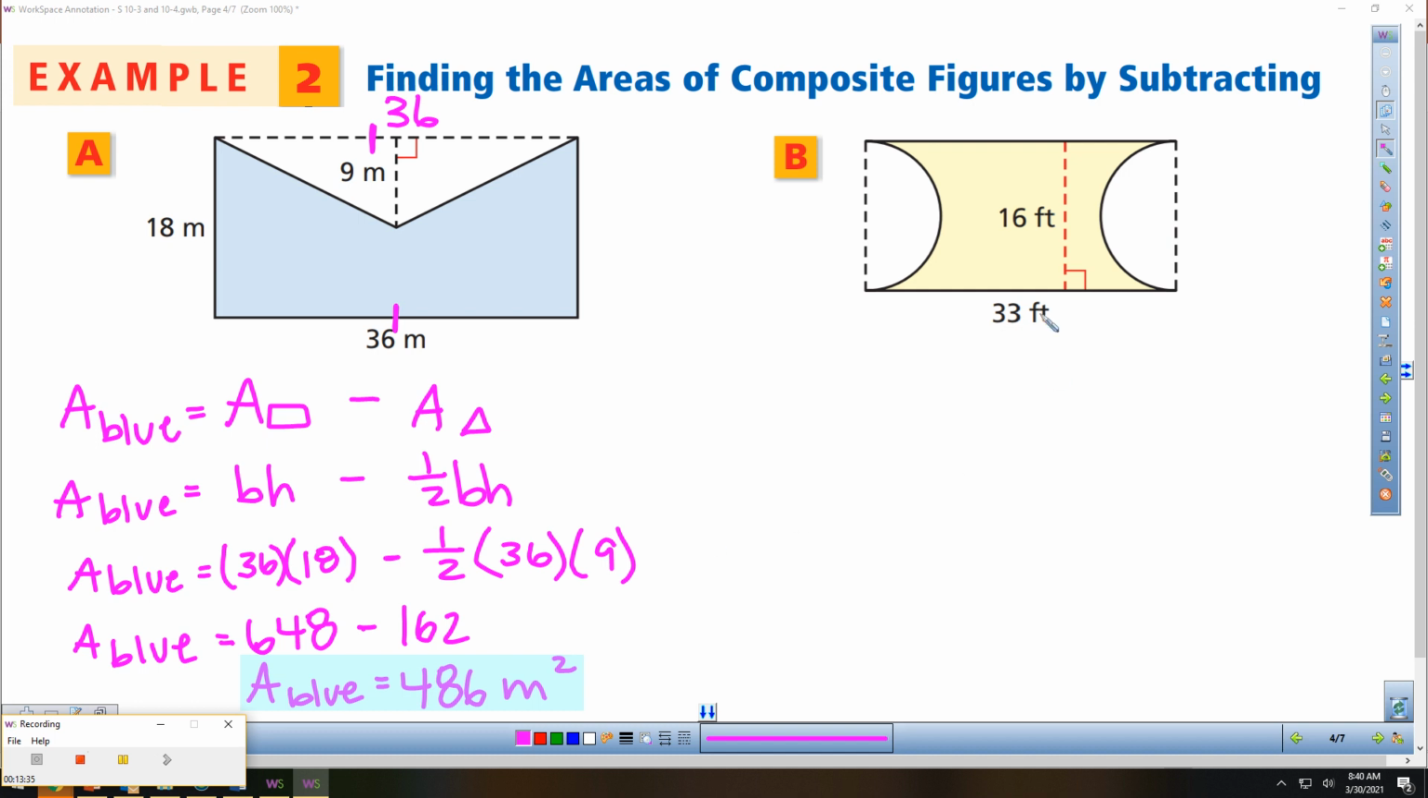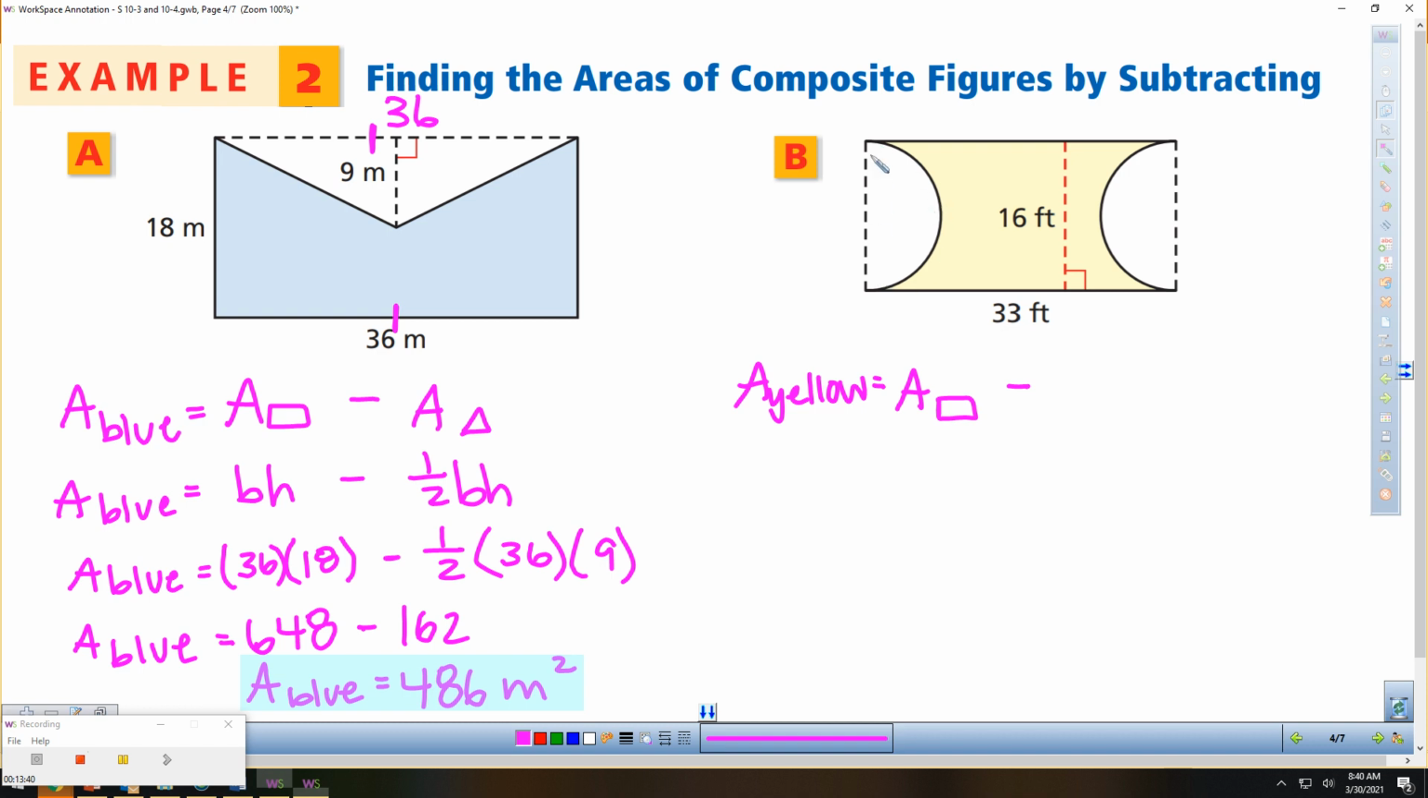Okay, over here, I want to find only the yellow region. So for the area of the yellow region, what is the whole entire figure if I didn't take anything out? What shape is that, guys? A rectangle. So I'm going to find the area of my rectangle and then subtract.